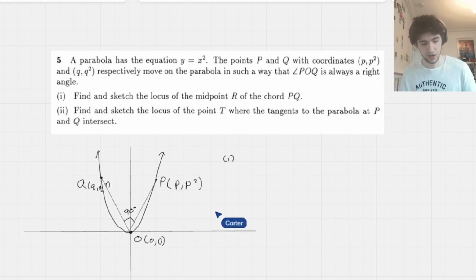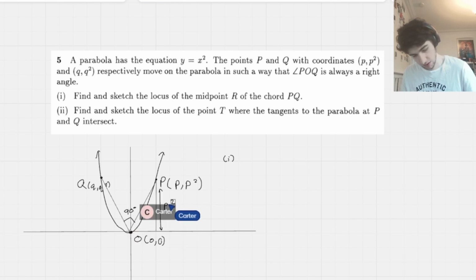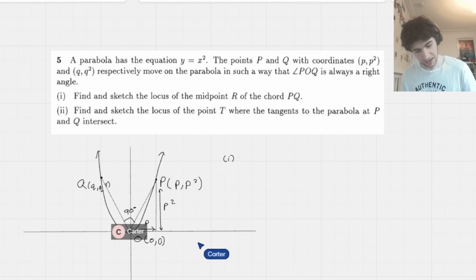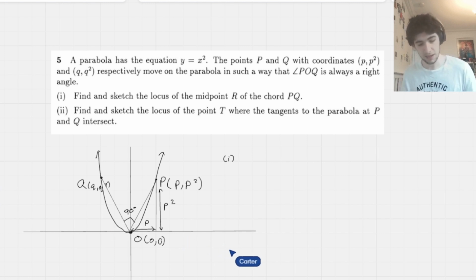So if I can calculate the gradient of this line on the right, which I can quite easily, because it's just going to be my change in y, so p squared, divided by my change in x. This change in y here is just going to be p squared, and this change in x here is just going to be p. So the gradient of my line OP is going to be p squared over p.